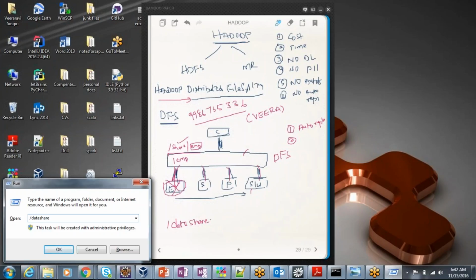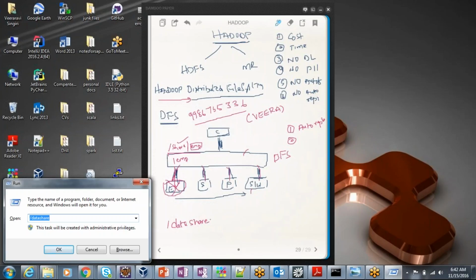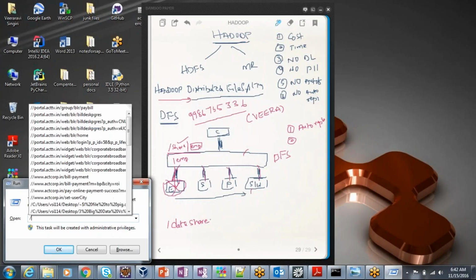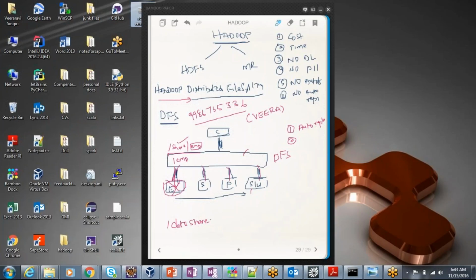When I click on this, it will connect to a layer where multiple computers share the data. Our colleagues will be sharing the data.